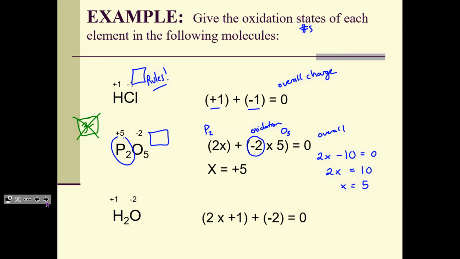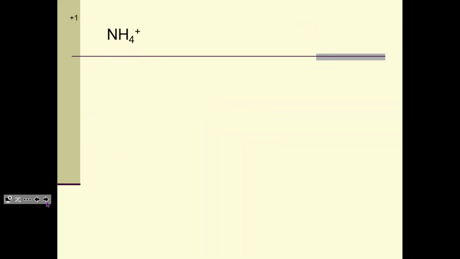NH4+, H is 1 plus. We do not know nitrogen, so we're going to set up an equation. This is my X, so there's nitrogen. I have H4, so I have 4 times plus 1. Now, my overall charge is a plus 1. When I solve for nitrogen, I get a negative 3.